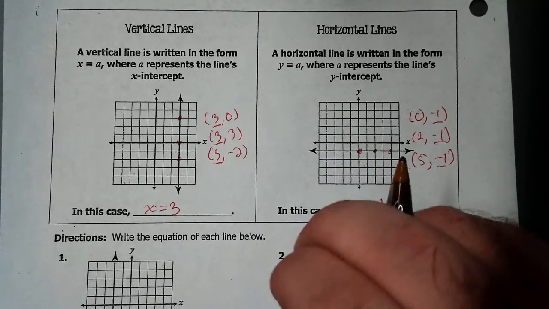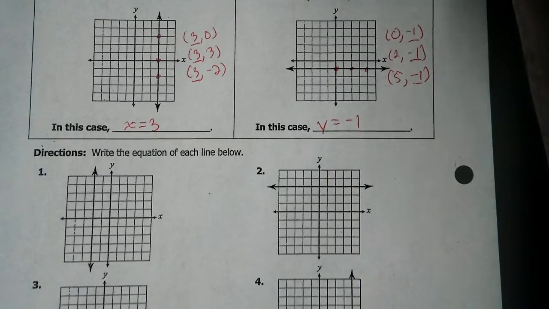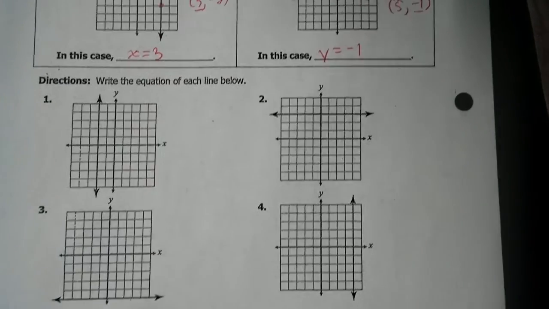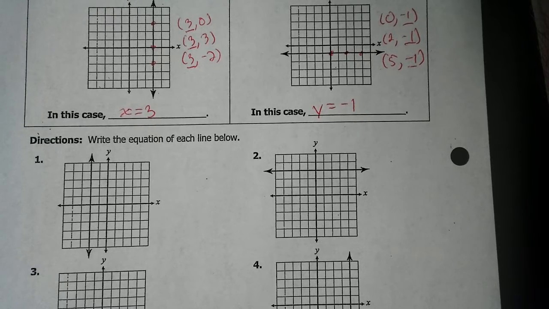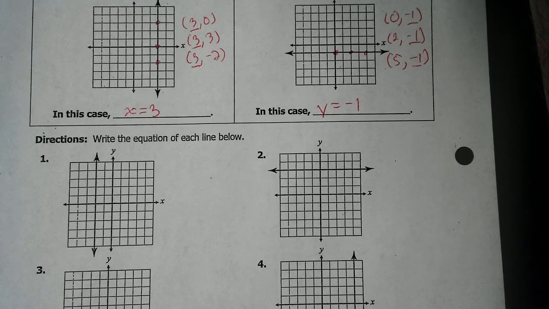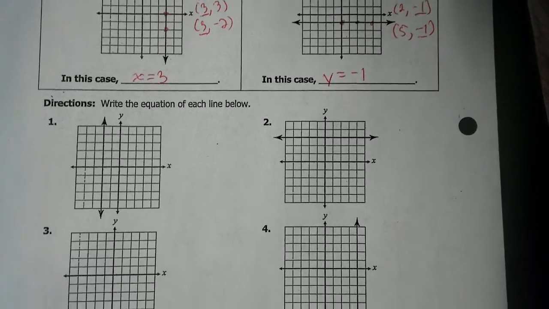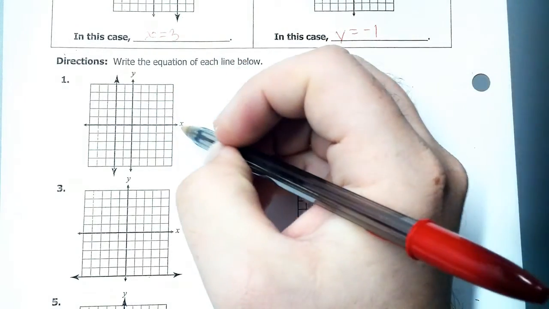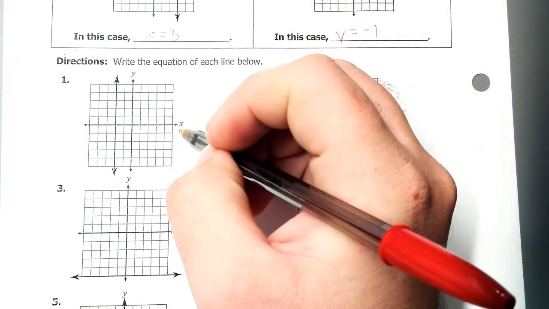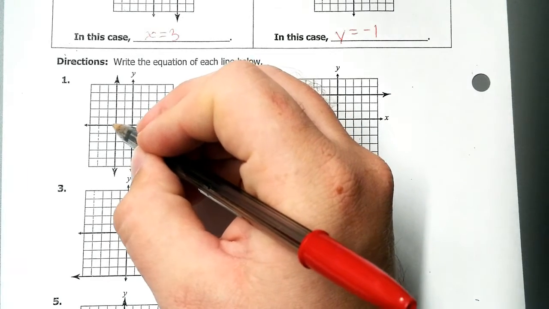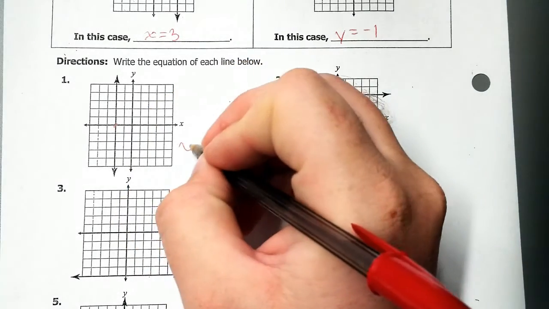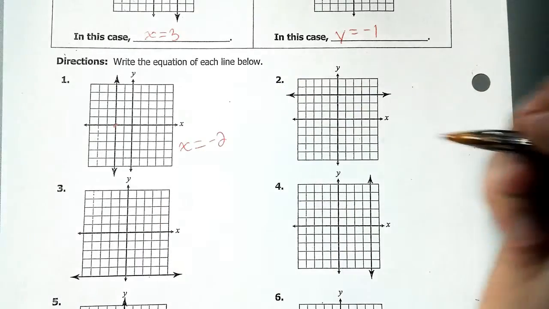Okay? So now, let's write the equation on these ones' graphs. Remember, you're basically just looking at the intercept and writing that number, whether it hit the x-axis or the y-axis. That'll tell you which letter to write. So on the first one, I've got a line that goes up and down. It does not hit my y-axis, but it hits my x-axis. It hits my x-axis at -2, right there. So this is just x equals -2.